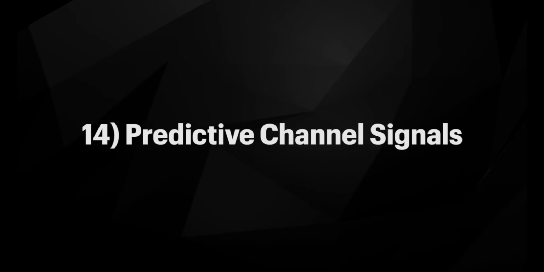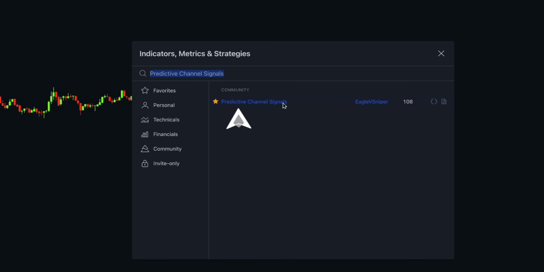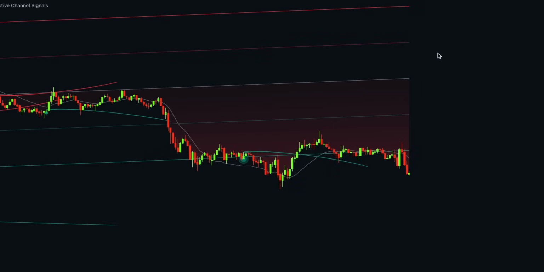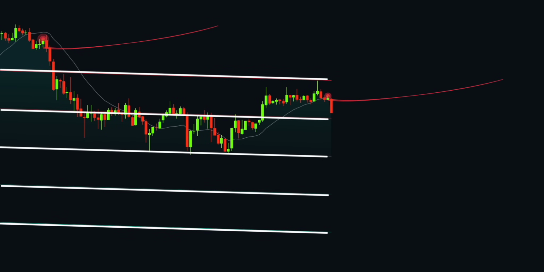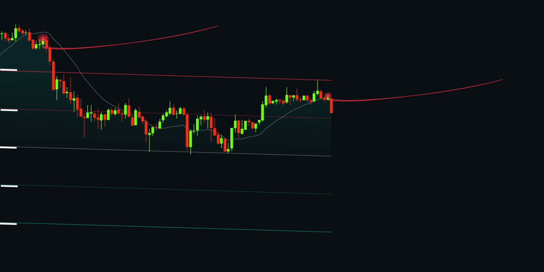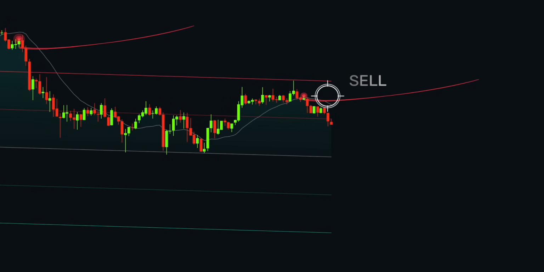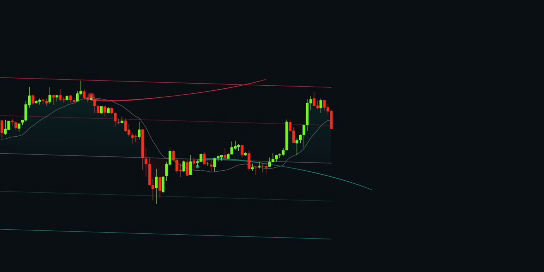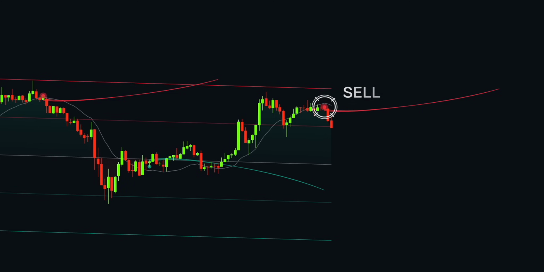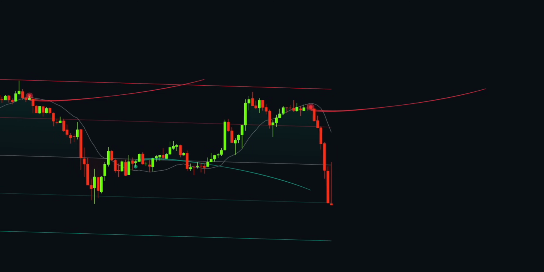The 14th indicator on my list is the Predictive Channel Signals indicator by Eagle V Sniper. The indicator is thoughtfully crafted for traders who seek to identify potential support and resistance levels, anticipate market reversals, and optimize entry and exit points through advanced technical analysis. The script calculates predictive channels based on price movements and volatility, represented by adjustable factors for sensitivity and slope. These channels adapt to changing market conditions, providing real-time support and resistance levels. The indicator generates buying and selling signals based on the interaction between moving averages and predictive channels.